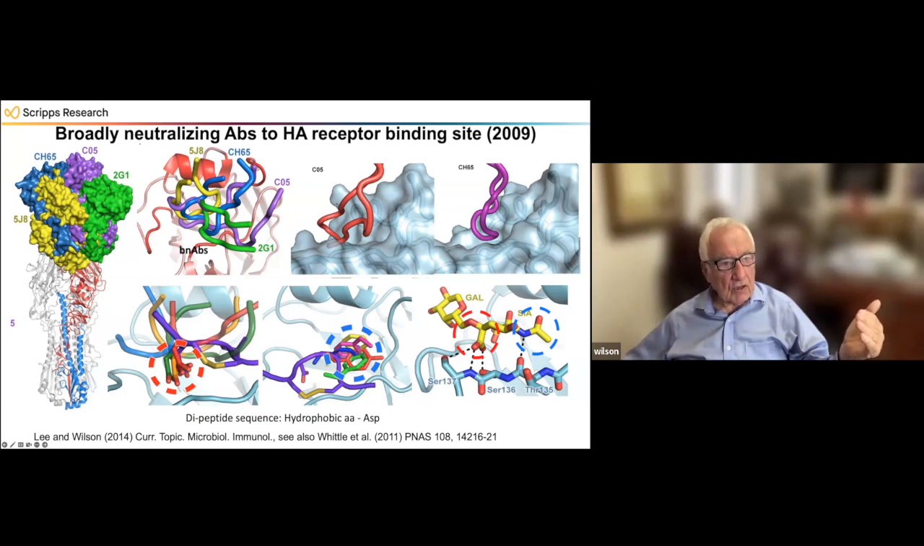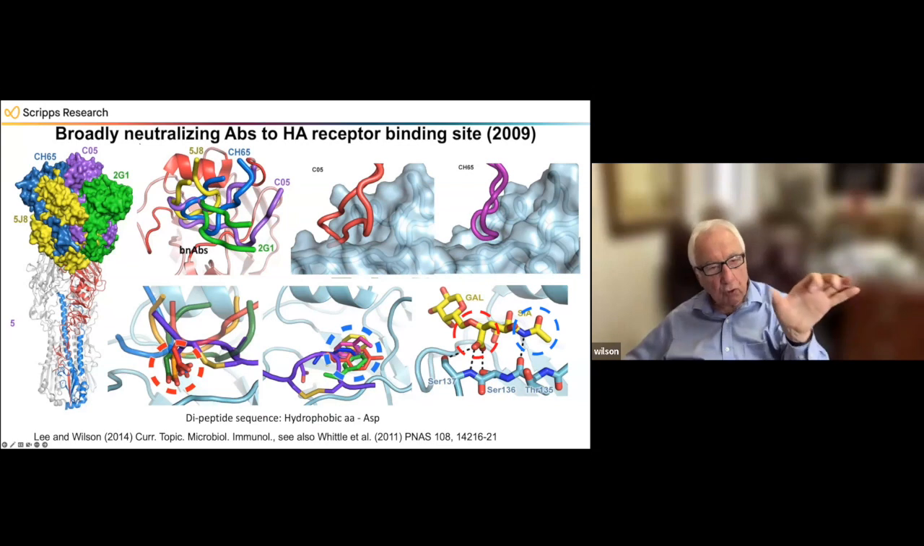And here's all of these different antibodies showing they're all putting one loop in there. What they did was something very interesting: at the tips of the loops, there was an aspartic acid, and this aspartic acid mimicked the receptor. The receptor is sialic acid, and here's the carboxyl group of the sialic acid.